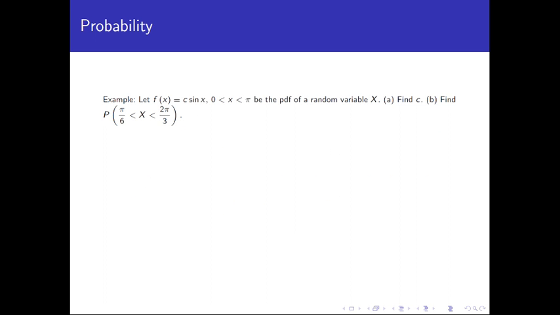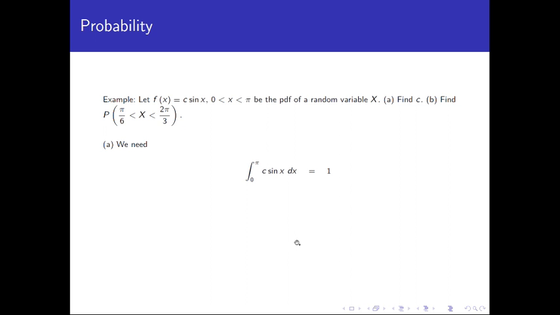So let's look at a specific example here. Let's let our f of x equal c times sine of x between 0 and pi, and we're going to claim that that is a PDF. The first thing we're going to do is find the value of c, and then the second thing we're going to do is use the PDF to calculate the probability that the value for x falls in between pi over 6 and 2 pi over 3.